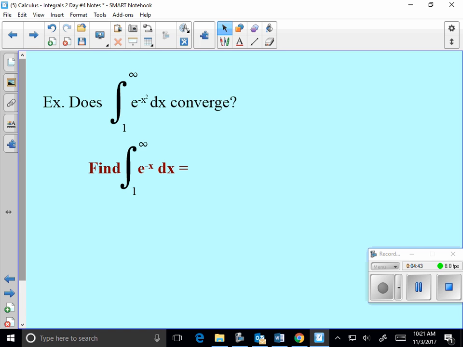U substitution won't work because what would you set u as? Negative x squared. Then you'd get negative 2x dx, and I don't see a negative 2x dx anywhere. Not to mention, some of you did this on your quiz. You took a variable out of your integral. You can never pull a variable out of your integral. You can only pull out constants, right?